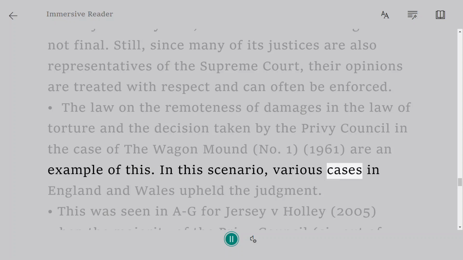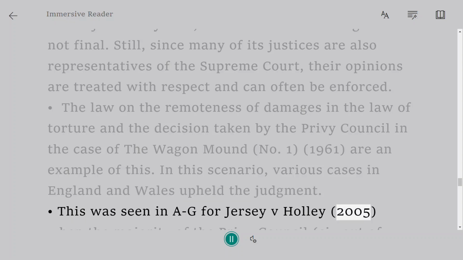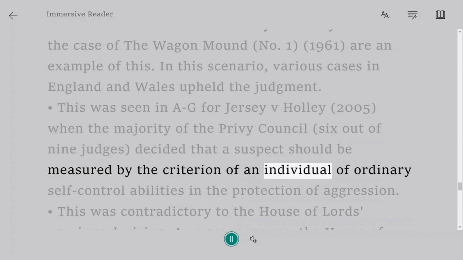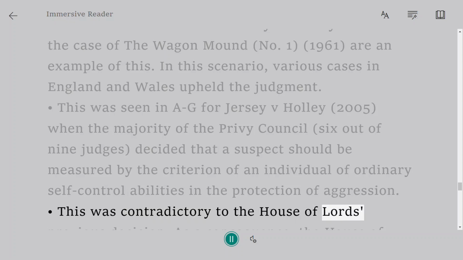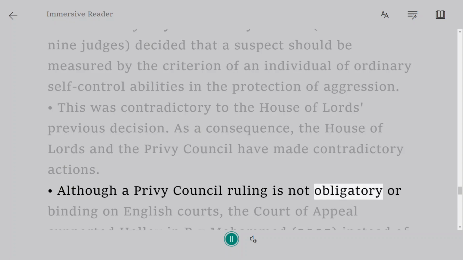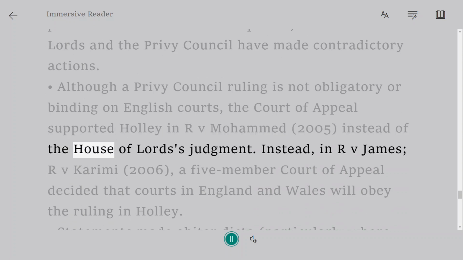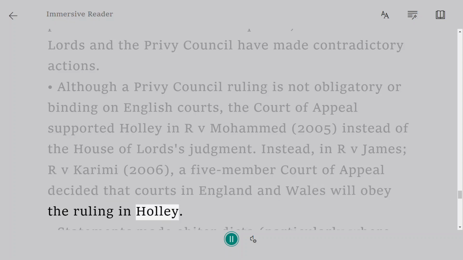In this case, various cases in England and Wales upheld the judgment. This was seen in AG for Jersey v. Holley, 2005, when the majority of the Privy Council, 6 out of 9 judges, decided that a defendant should be measured by the standard of a person of ordinary powers of self-control in provocation. This contradicted the House of Lords' previous decision. As a consequence, the House of Lords and the Privy Council had made contradictory rulings. Although a Privy Council ruling is not binding on English courts, the Court of Appeal supported Holley in R v Mohammed, 2005, instead of the House of Lords' judgment. Then, in R v James, R v Karimi, 2006, a 5-member Court of Appeal decided that courts in England and Wales will follow the ruling in Holley.